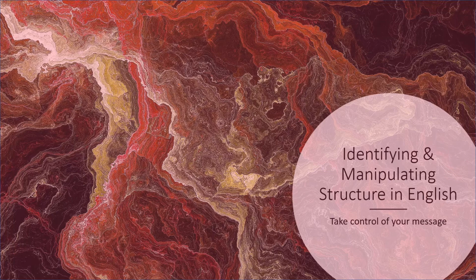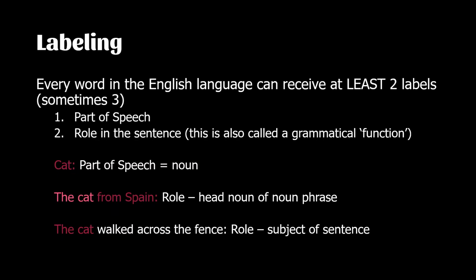In this video, we will cover how to analyze and identify different parts of English so that you can develop better speeches and better writing and be really intentional with what you want to say and how you want to say it. We'll start with labeling each word in English.